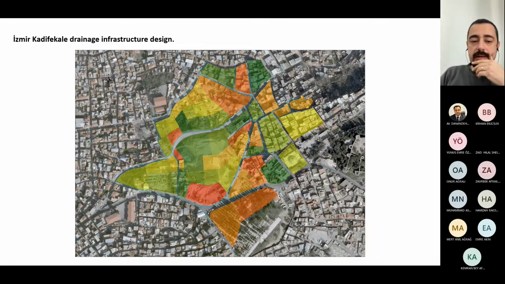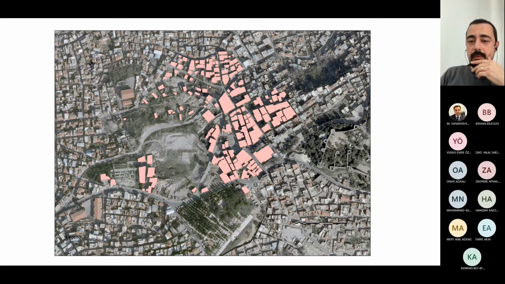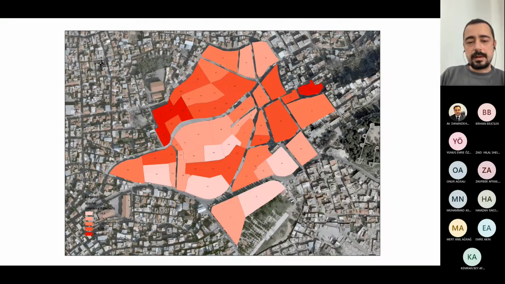In order to do that, I use a couple of pieces of information. First, I draw all the buildings inside the area, because these building areas are the representation of impervious areas, and all the water touching impervious areas will go to surface flow. So this is something important.